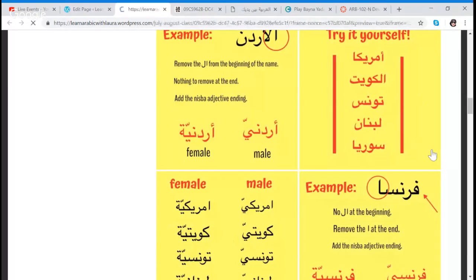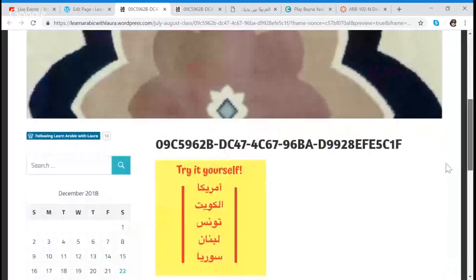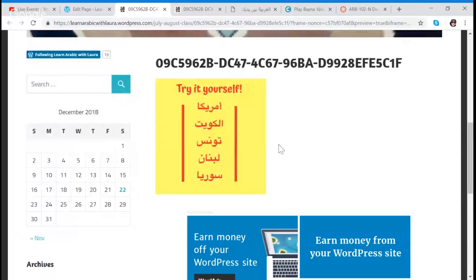Tunis. So there's no Aleph Lam. The ending doesn't have Yah or Tamarbuta or Aleph. So you add the Yah with Shedda. Tunisi. Good. And for female, the Yah and Tamarbuta, Tunisia. Very good. What about the next one?